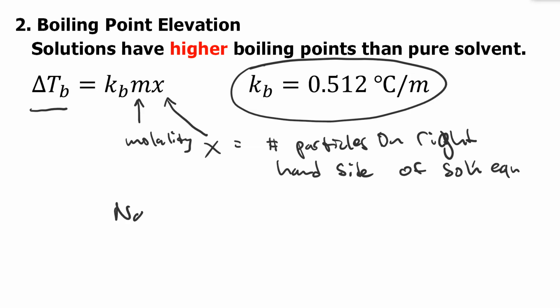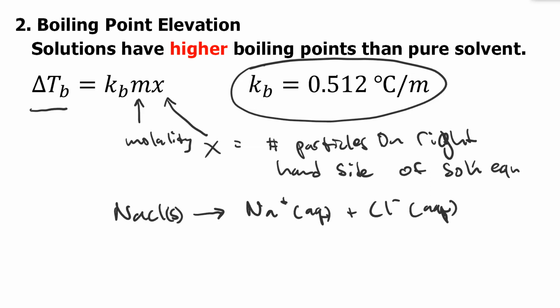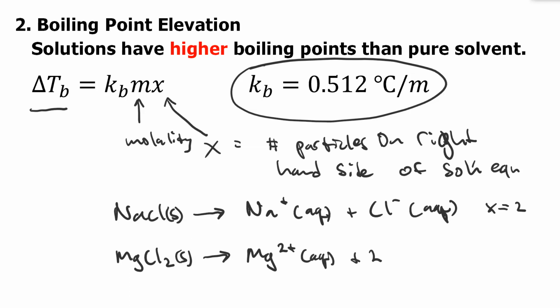So for instance, here's the solution equation for sodium chloride. We put it in water and we get a sodium ion and a chloride ion. One cation and one anion, that means X equals 2. Say we were talking about magnesium chloride. Well, we're going to get an Mg2+ ion and 2 chloride ions. One cation and 2 anions, that's 3 particles total, so X equals 3.